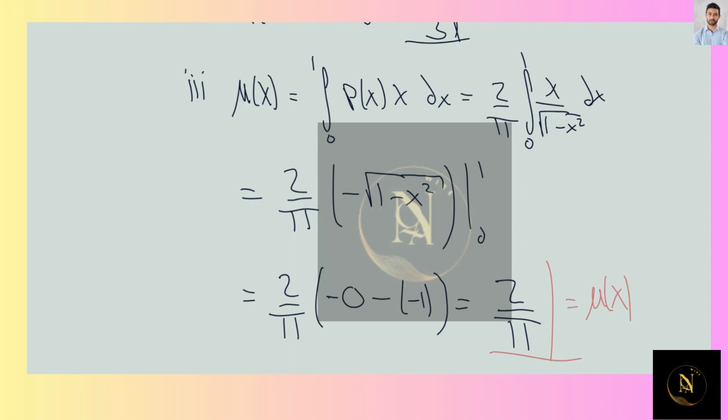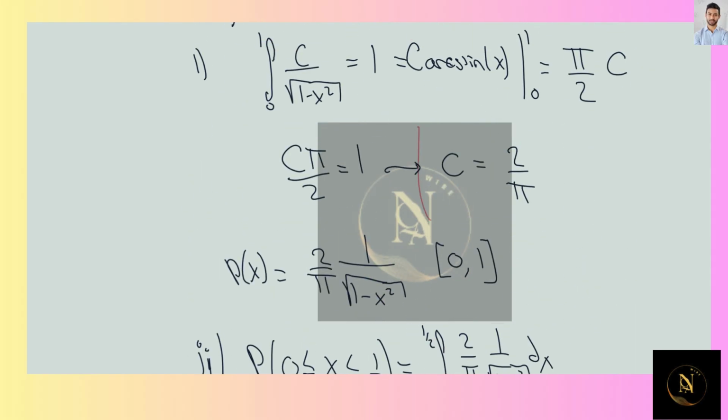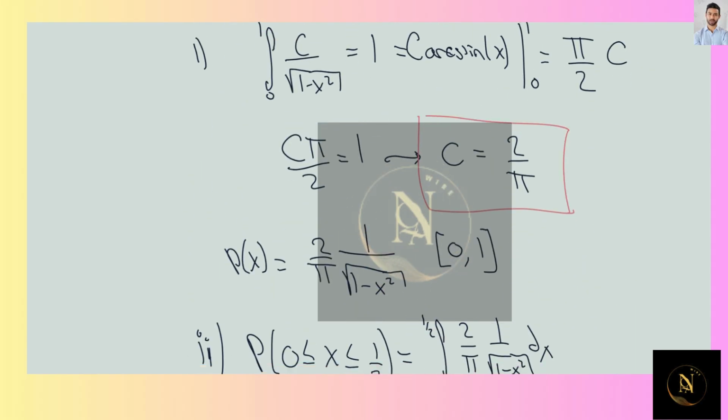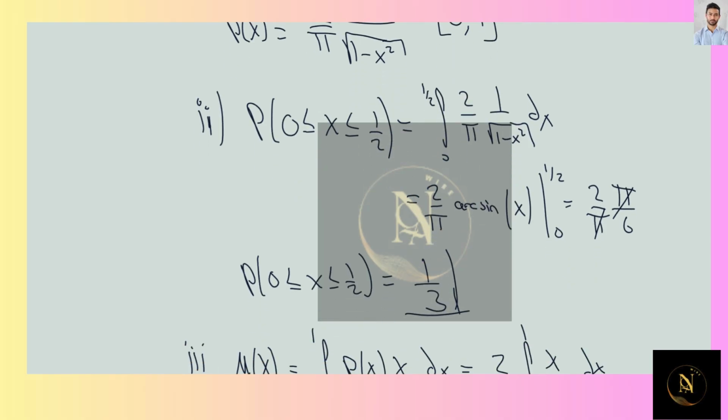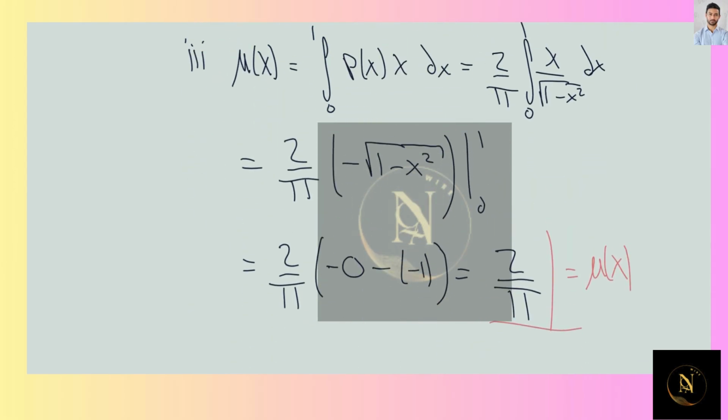And with that, it would be all. In summary, the correct answers would be: the constant is equal to 2 over pi, the probability from 0 to 1/2 is equal to 1/3, and the mean value for x would be 2 over pi.